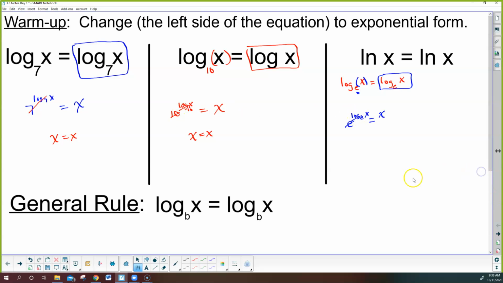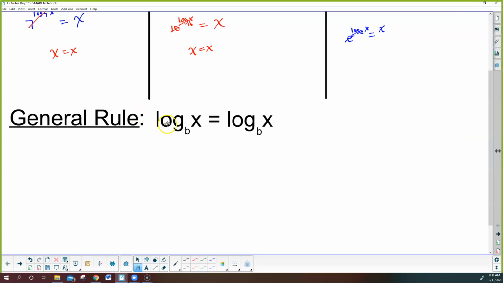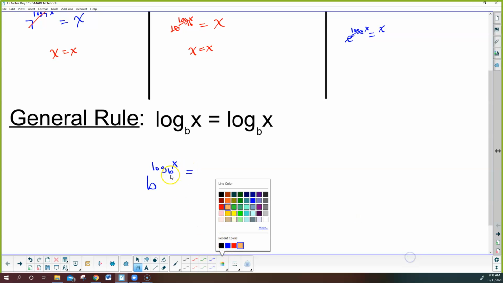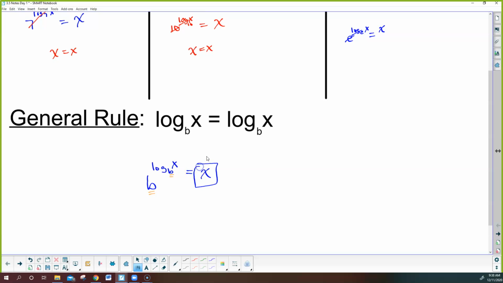And that's the general rule that came from what we wrote down the other day: if I take the base b to the power of the log of the same base, if those bases are equal, then they're going to reduce out, and the answer is x. So that's going to come up today. We just need you to be aware of that and ready to use it whenever it comes up.